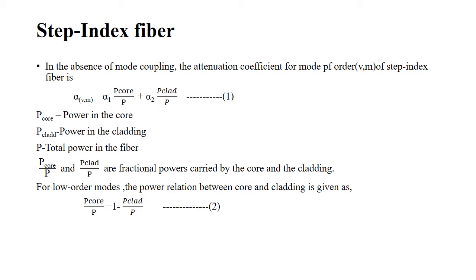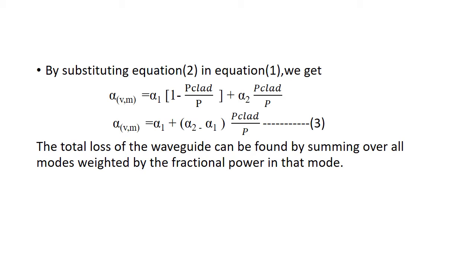For lower order modes, the power relation between the core and cladding is given as P core by P equal to 1 minus P clad by P. By substituting equation 2 in equation 1, we get alpha V, M is equal to alpha 1 into 1 minus P clad by P plus alpha 2 P clad by P. That is, alpha V, M is equal to alpha 1 plus alpha 2 minus alpha 1 into P clad by P. So the total loss of the waveguide can be found by summing over all modes weighted by the fractional power in that mode.